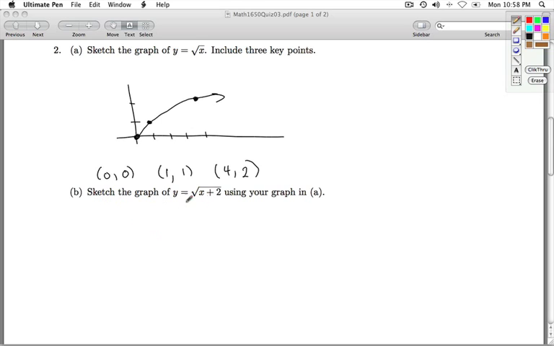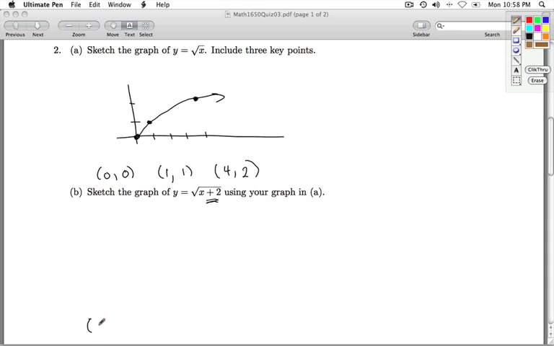For part B, we're asked to sketch the graph of this function using the graph in A. And notice we're adding 2, but we're adding 2 inside the function. We're adding 2 inside the square root. So since we're adding inside the function, that's going to affect the x's. And remember, when we're adding inside the function, we're going to be subtracting 2 from the x's.